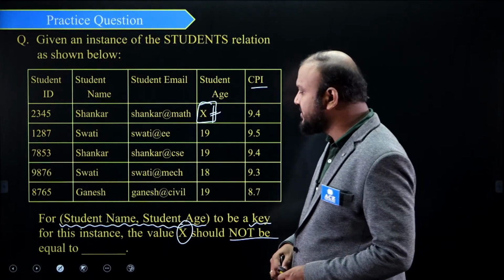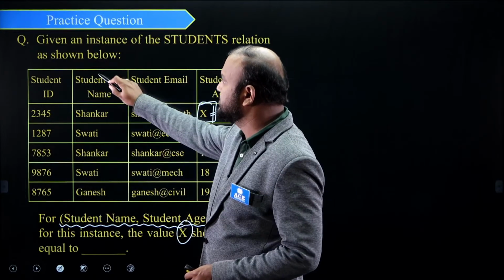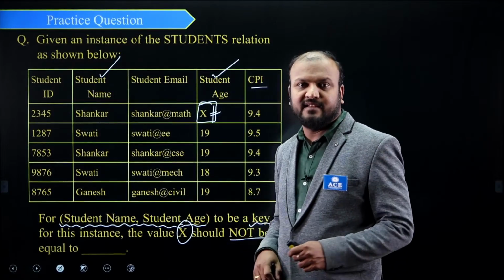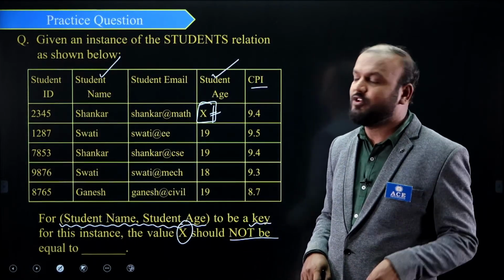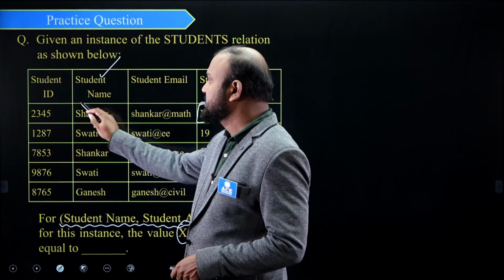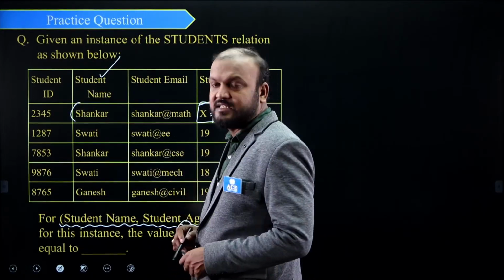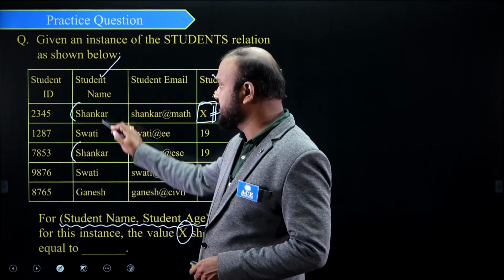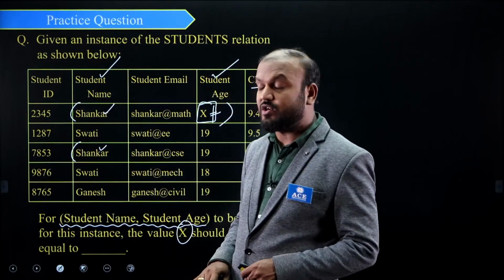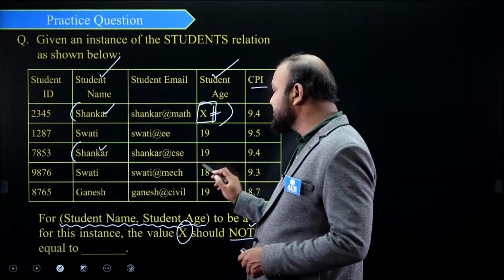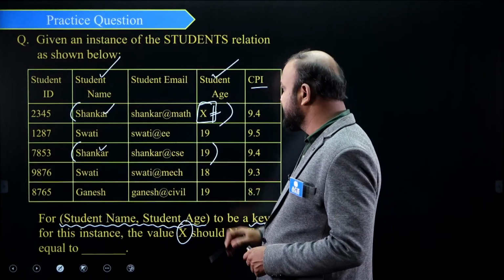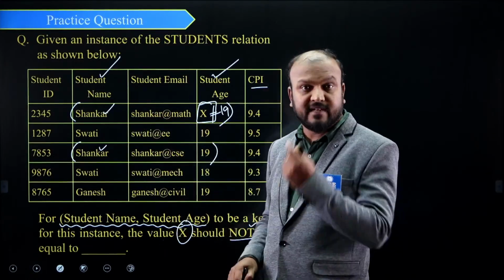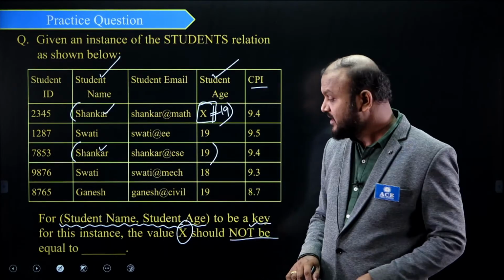The question is that X should not be equal to which value? What is mentioned is student name and student age to be a key. If it is to be a key, as you know, a key should not have any duplicates. Look at Shankar X, this is one tuple. Do you have any other tuple with Shankar? Yes, so here duplicates are there, but that combination should not be duplicated. That Shankar's age is 19. Suppose it is equal to 19, what happens? Shankar 19 is duplicated, then it is no longer a key.